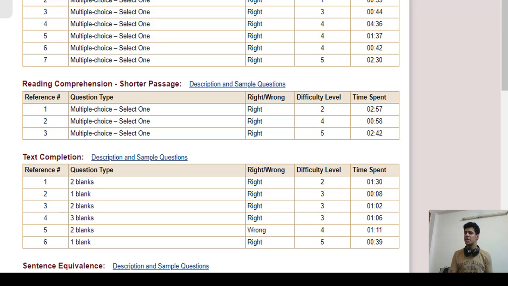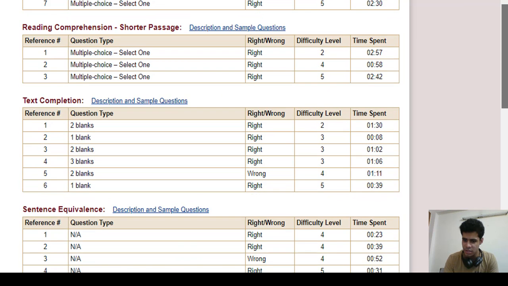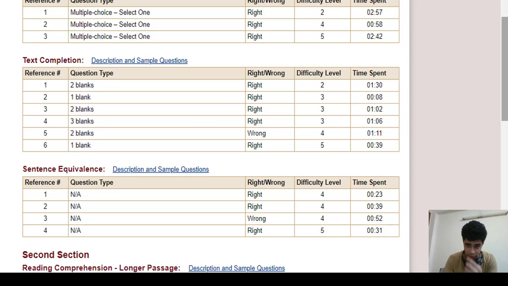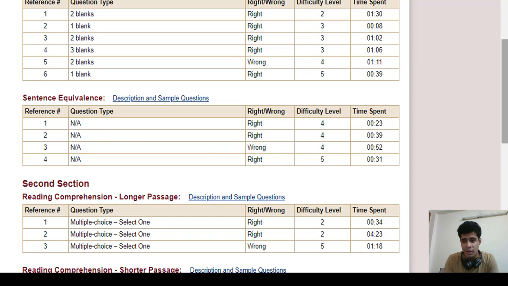Out of 20 questions on the reading section, when I would practice from the Manhattan 5 pound book, I would get three wrong at max. And the GRE was relatively easier, especially the first section. So I'm getting all of these correct. Again, reading comprehension, all of these correct. Text completion, I got one question wrong. The difficulty was pretty hard, so that's maybe why. And in sentence equivalence, I got one question wrong. So in the whole section, I got two questions wrong on the first 20 questions.